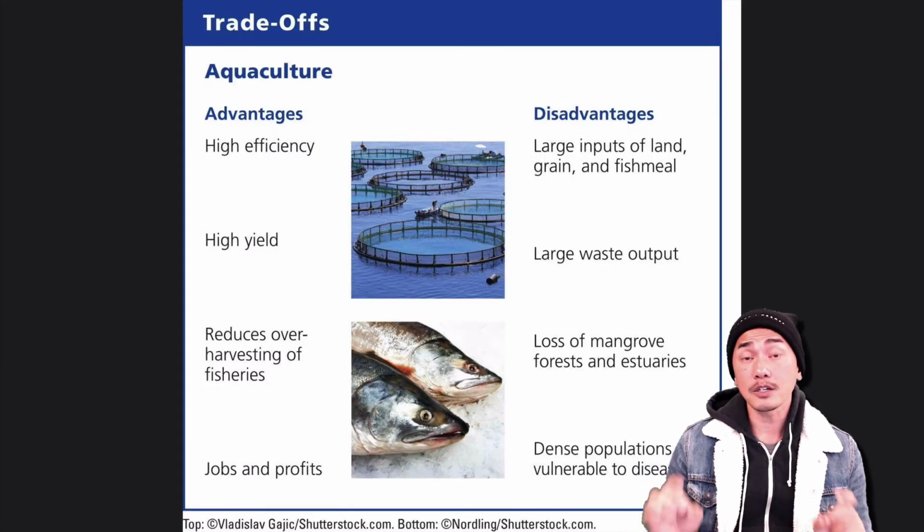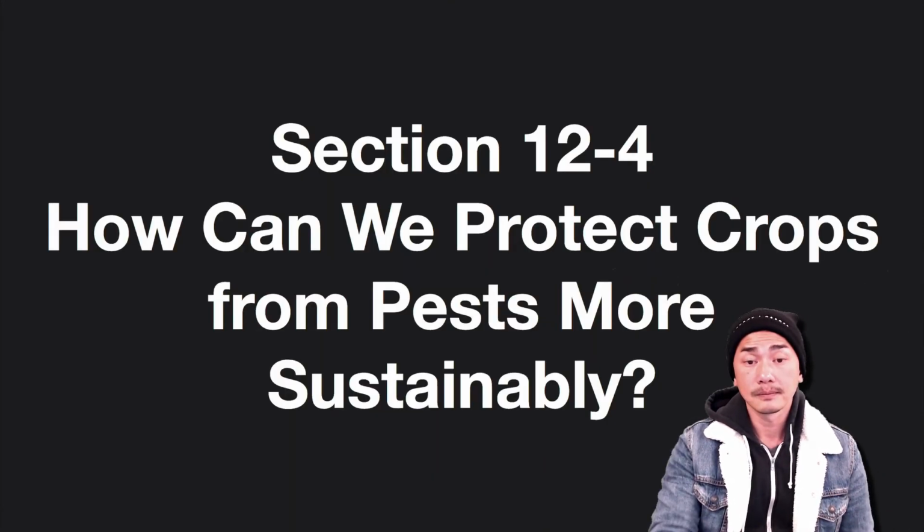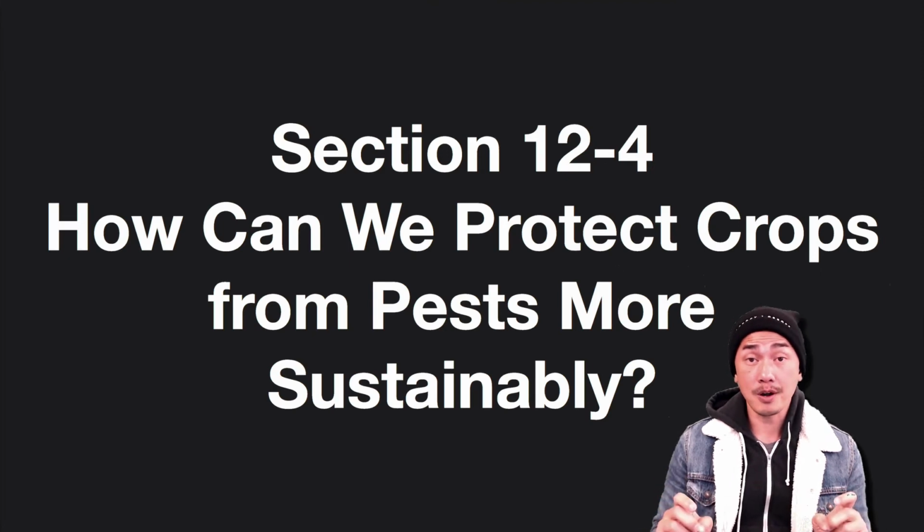This infographic shows the pros and cons of aquaculture. In section 12.4, we're going to talk about how we can protect crops from pests more sustainably.